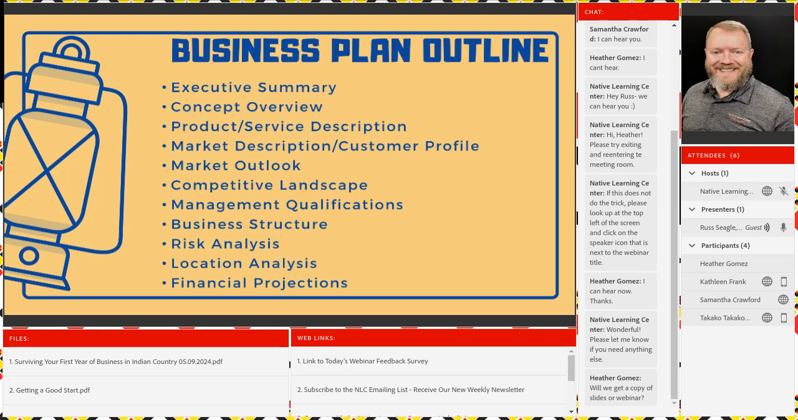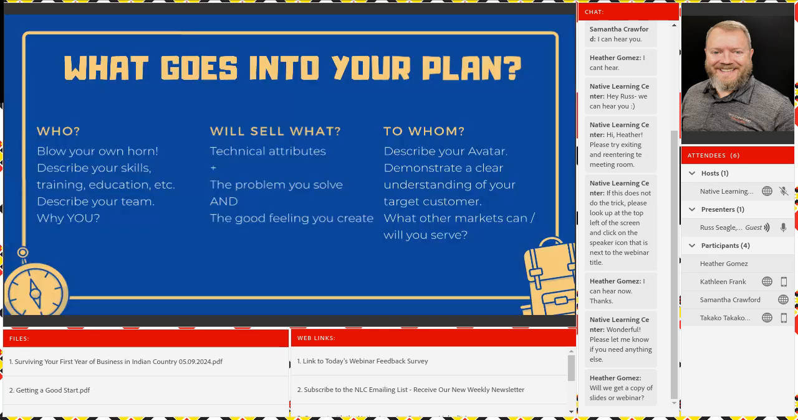What kind of location do you need and why? You need to be able to justify that. And then finally, what are your financial projections? What do the numbers look like? And are they realistic? We don't want wildly optimistic numbers, but can you give us numbers that are realistic that make us believe this is going to work? So let's break this down.